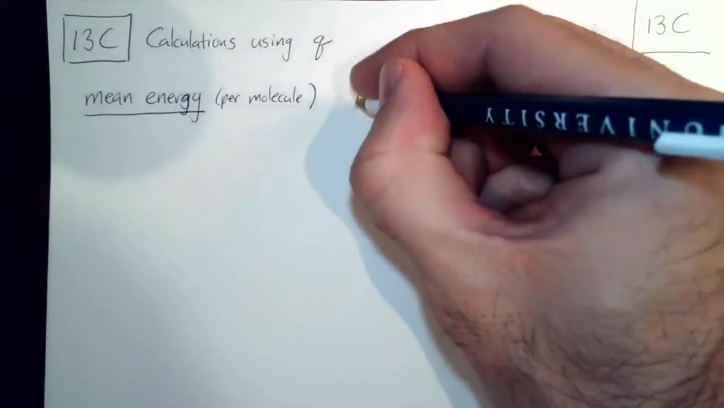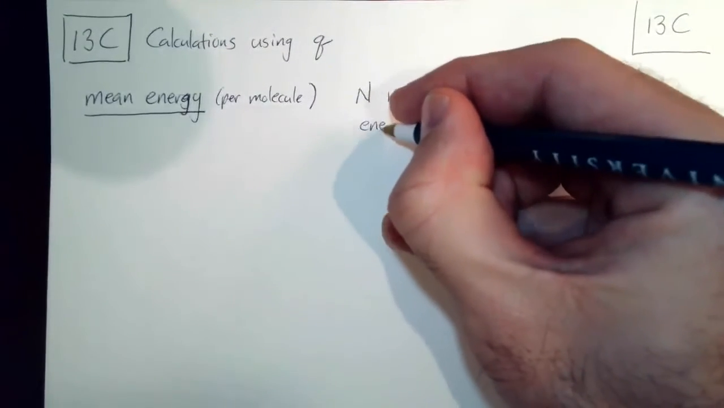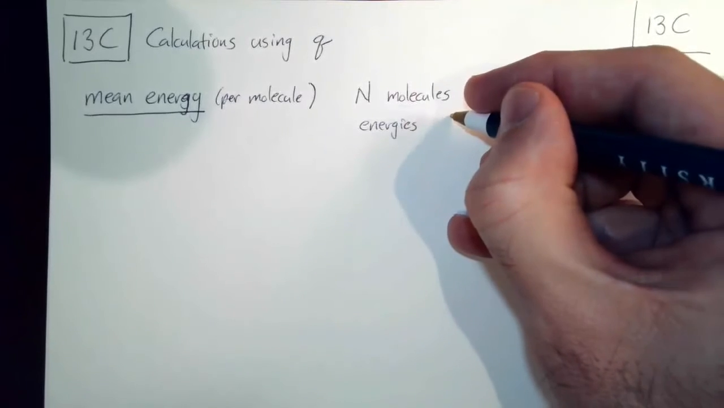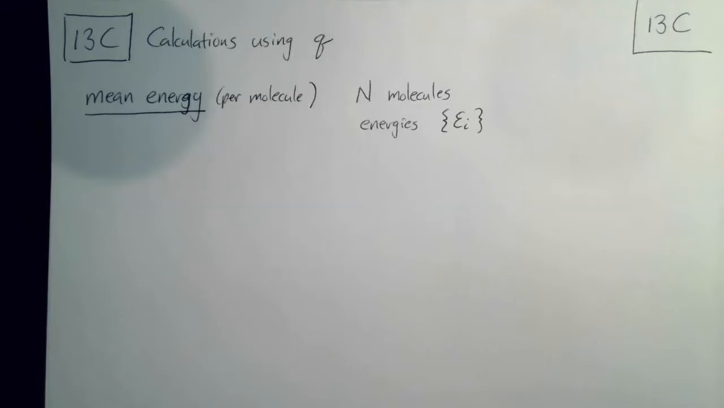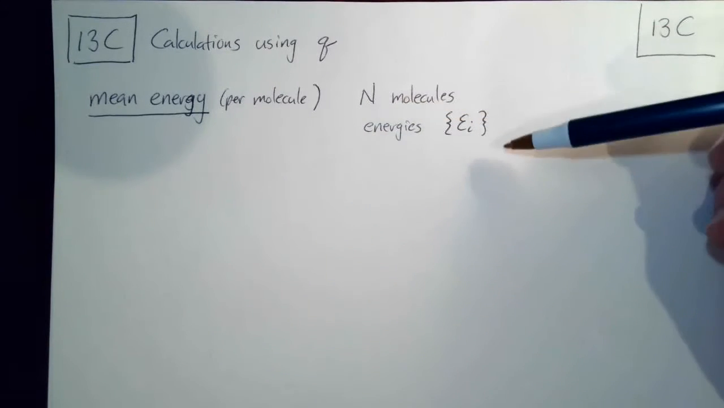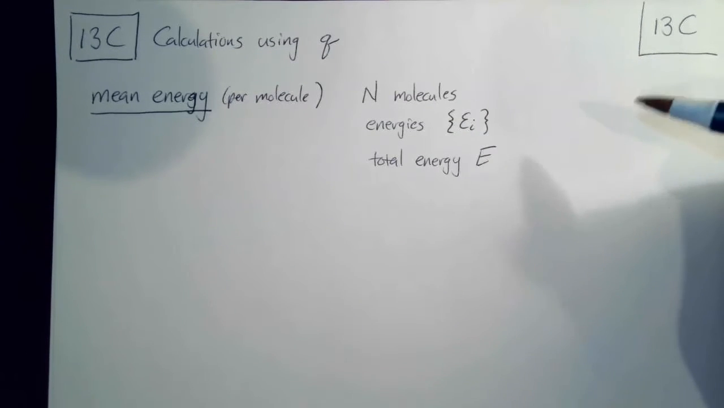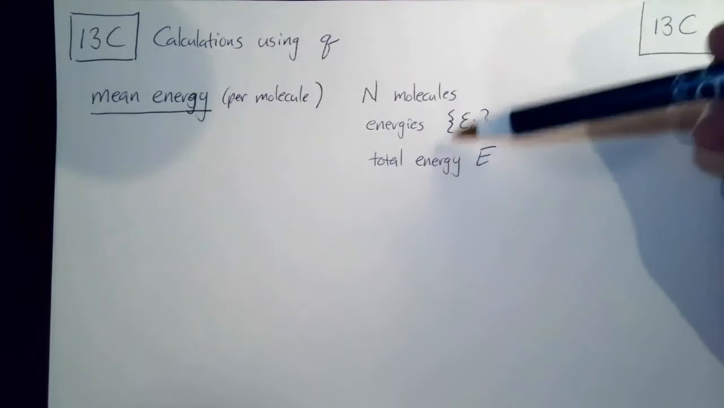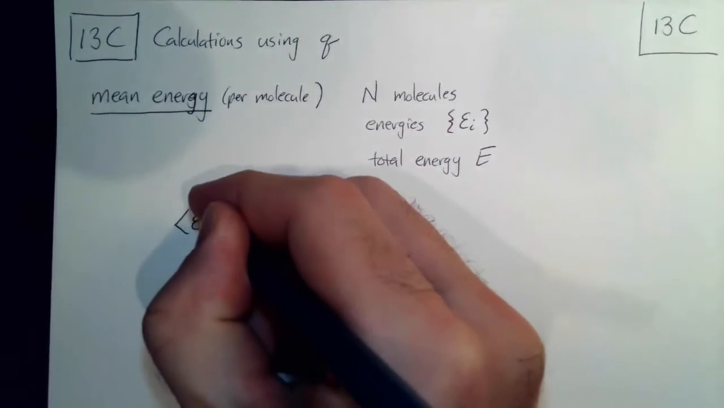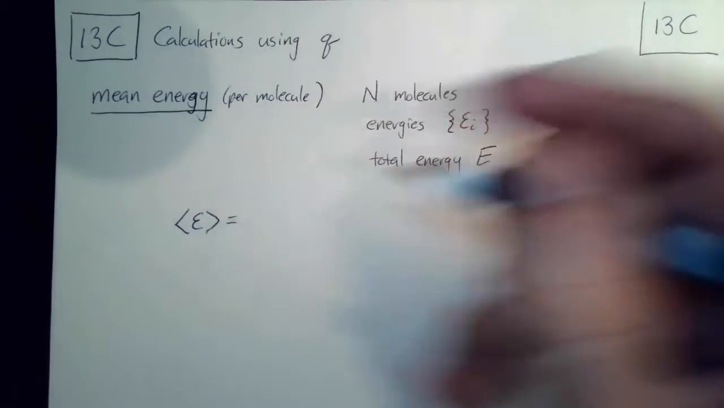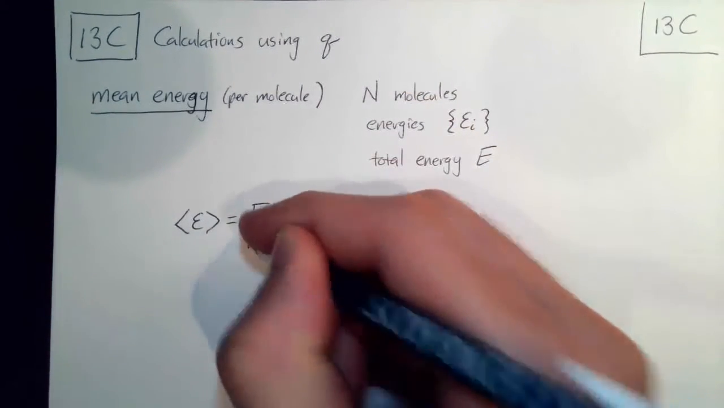So let's say we have n molecules in our system, and the energies are given by a set of epsilon I. So each one of these n molecules has some energy for some value of I. And then I'm going to denote the total energy of all the n molecules added together with a capital E. So what is the average energy per molecule? Well, if we know the total energy and we know the number of molecules, we can just divide those to get the average energy per molecule.